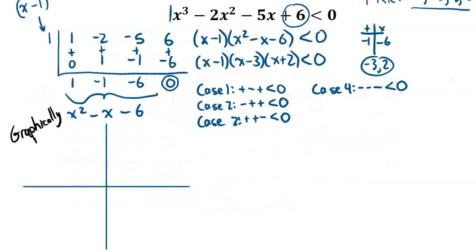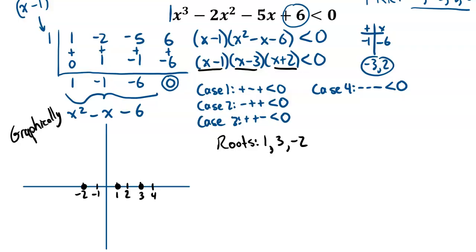Well, what we can do is graph the function x cubed minus 2x squared minus 5x plus 6. We know that these are the factors which give me roots of 1, 3, and negative 2. I'm not graphing this super accurately, but I'm going to go ahead and plot those points: an x value of 1, an x value of 3, and an x value of negative 2.